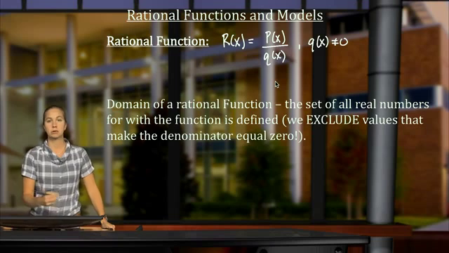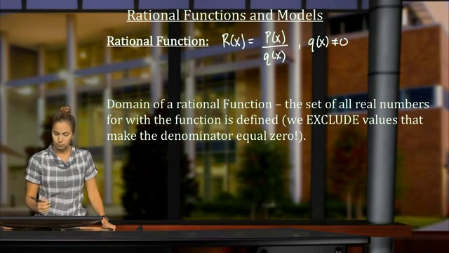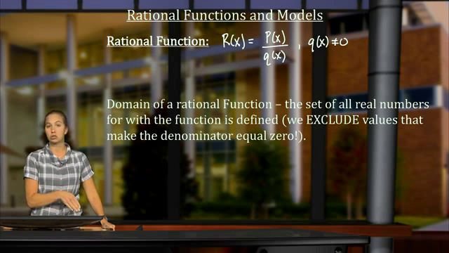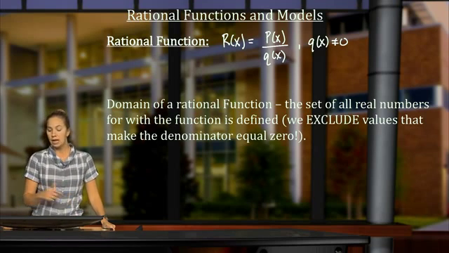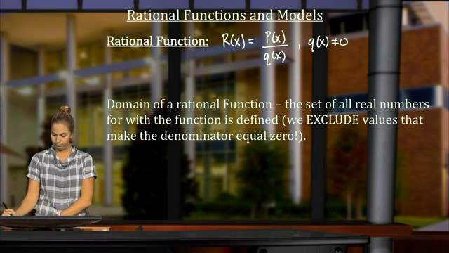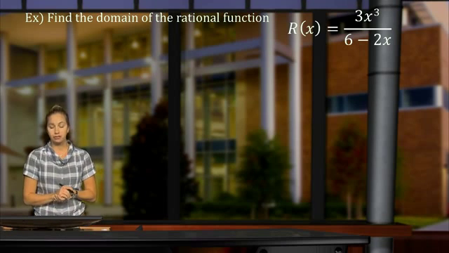And that's, again, from the restrictions of a rational function, which we've talked about in previous lessons. Now, the domain of a rational function is the set of all real numbers for which the function is defined. And to recall, that means we're just going to exclude any values that make the denominator equal to 0. So let's review how to find the domain of a rational function.